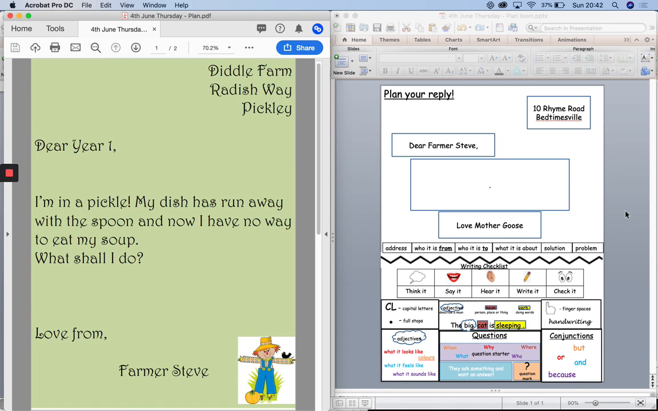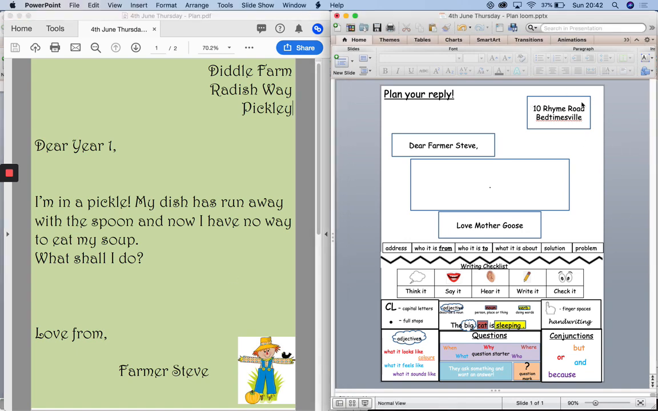Well, you will see up here in your plan, you have already got the address. This is Mother Goose's address. It's the same in all of her letters in the book, so it would remain the same for your letter as well. And down at the bottom, who it is from, we have got that it is from Mother Goose already. The letter is to the person who we are replying to, so it was from Farmer Steve here, so we will write it to Farmer Steve at the top.